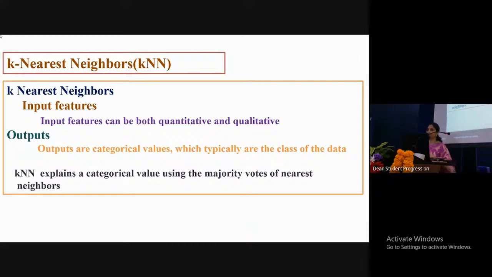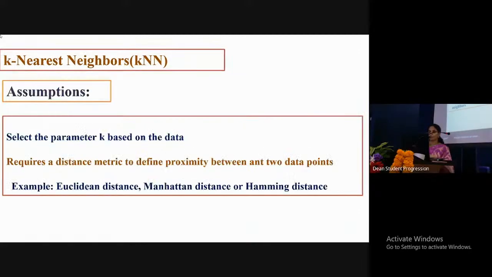And how do I decide upon the output of your KNN? Here you go with the concept of majority voting of the nearest neighbors. I try to choose the nearest neighbors based on majority voting. Now, the important parameter here is your K, and the distance metric that you are using.